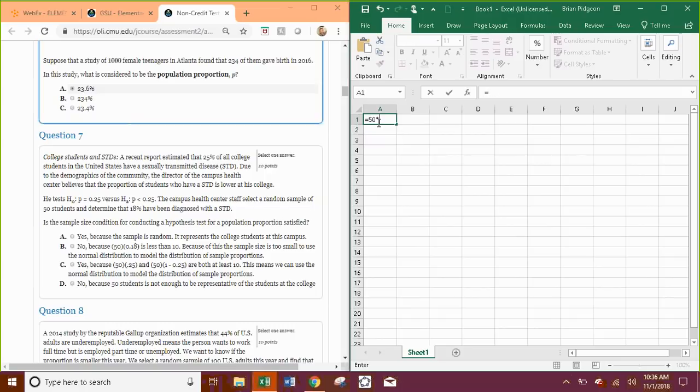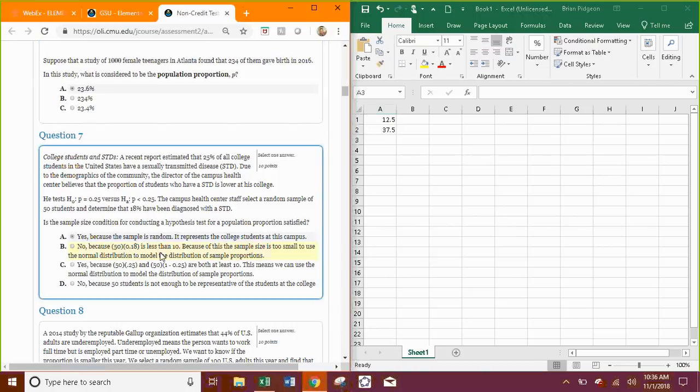So, just like before with sampling distributions, we have to make sure that both n times p and n times 1 minus p are both at least 10. So in this case, our sample size is 50, and we're assuming that p is 0.25. We're going to do 50 times 0.25, and we get 12.5. Okay, good. And then 50 times 0.75.